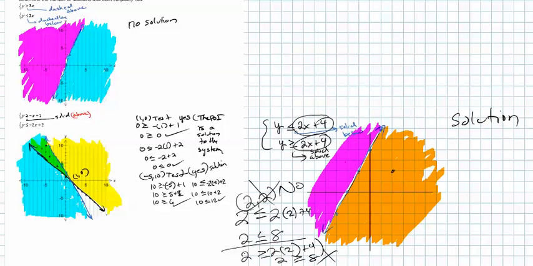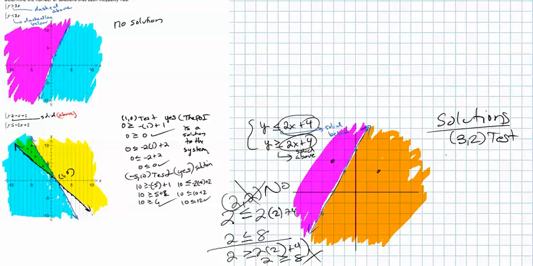And then if I test a point up here, let's try 3, 2. So when I test 3, 2, I'm going to put that in. 2 is less than or equal to 2 times, I'm sorry, that is totally wrong. What am I saying? I know better. Okay, I'm going to test negative 2, 3, excuse me, negative 2, 3. Hopefully that didn't confuse you too much.